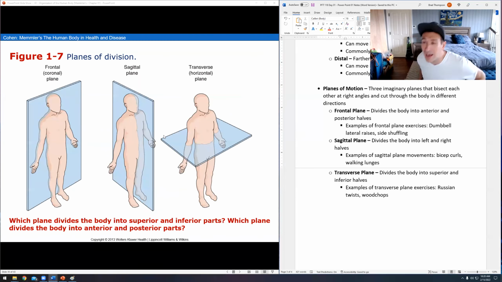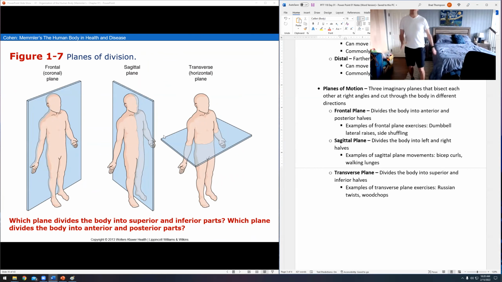So let's take a look at the body as an example here, right? If you were to cut me into a left side and a right side, if something divided me down the middle like this, straight down, like a sheet of glass going through me in both directions, these motions are what we refer to as sagittal motions. I'm gonna take my leg here and I go like this. I'm doing very sagittal plane movements.